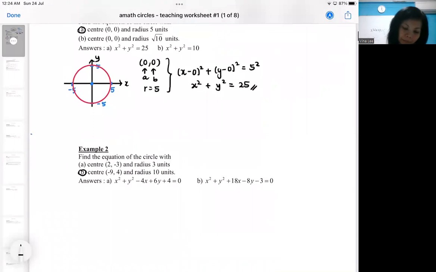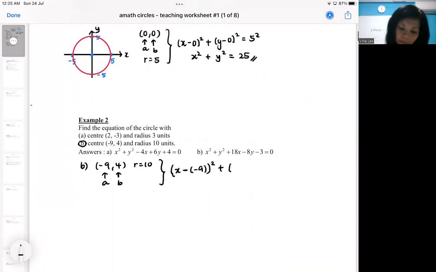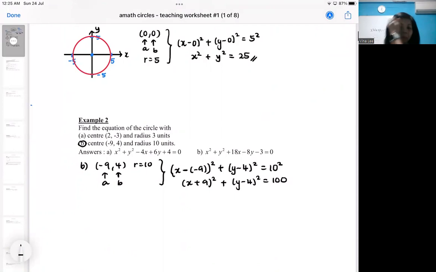So for example, like 2b, there is a negative. If you look at 2b, this is a, this is b. The radius is 10. So put it inside the format. You will get (x plus 9) square plus (y minus 4) square equals 100. So you can leave it in this way, or you can expand it out.